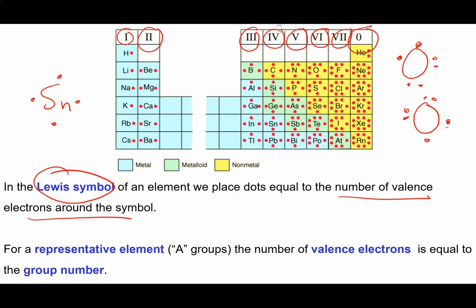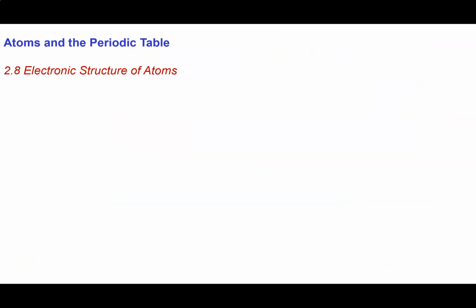So it doesn't matter. The key thing is that for a representative element, your number of valence electrons and hence your number of dots is always equal to the group number. So it's super easy to do this. Okay, so that concludes section 2.8 on the electronic structure of atoms. By electronic structure, we just simply mean how are the electrons organized into shells, subshells, and orbitals. And we've done a pretty good job of covering that.